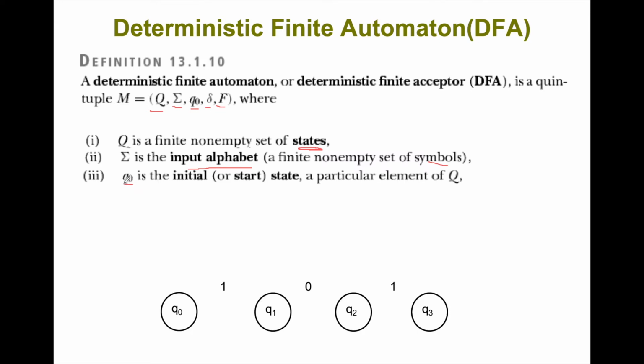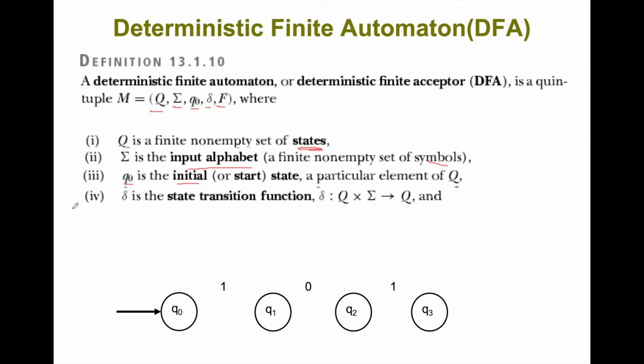Alright, Q naught, which is the initial state or the start state. It is one of the sets that comes in Q. Basically it should not have to be Q naught, but all the time or almost it comes as Q naught. How do we represent this in a transition diagram? By having the following arrow.